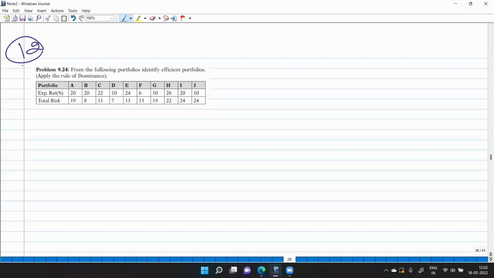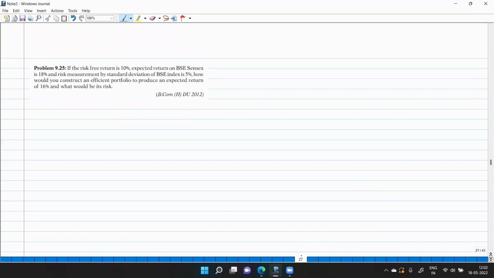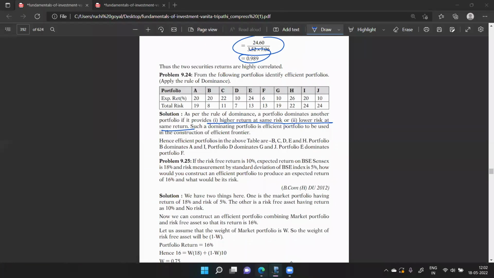12th question. Now let's move on to the 12th question. Apply the rule of dominance. I don't think this is at all important. I am just skipping this particular question. Zero probability of coming in exam. Agar fir bhi, if you want to read the answer, just for the sake of reading, just go through this particular answer. Take a screenshot and go through it by yourself, please. Okay.